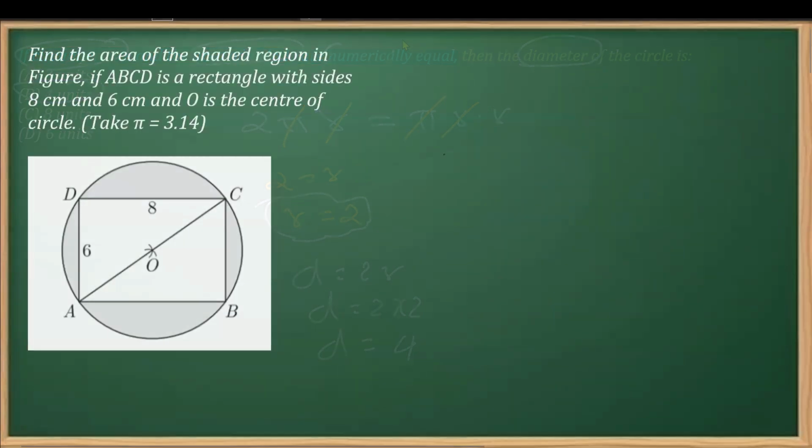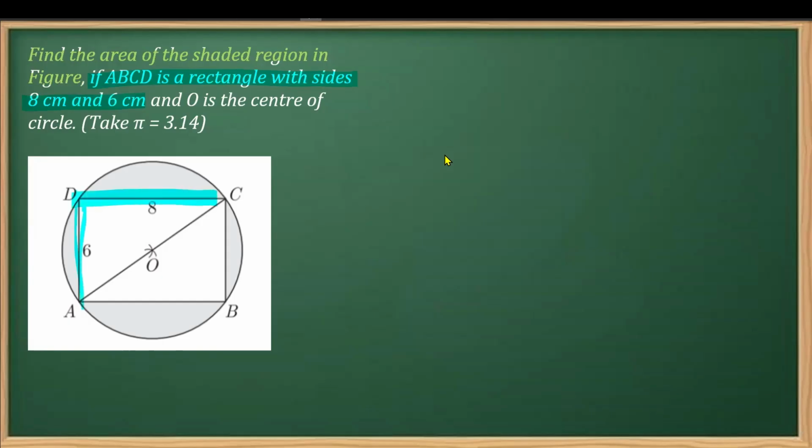Let's see the next one. In the next question, it says find the area of the shaded region, and we are given ABCD is a rectangle with the sides as 8 and 6 centimeter, right? These are the length and breadth, and we are also given O being the center of the circle. So the property used here is what? We know that angle in a semicircle is right angle. This is a property of a circle. So this is 90 degree.